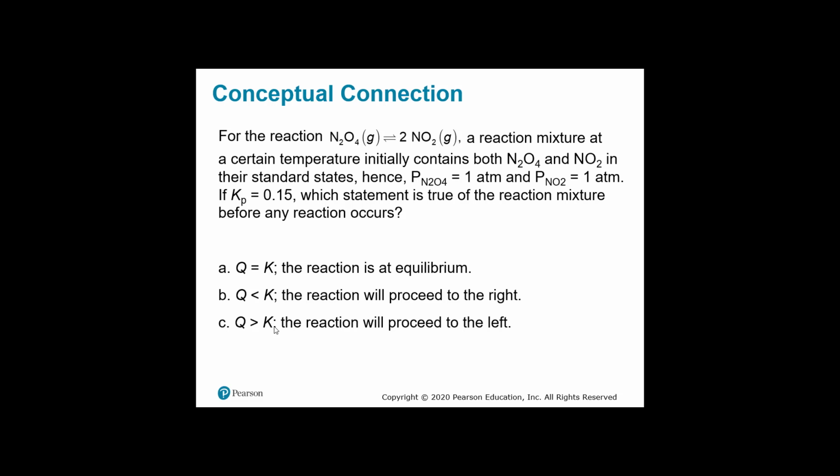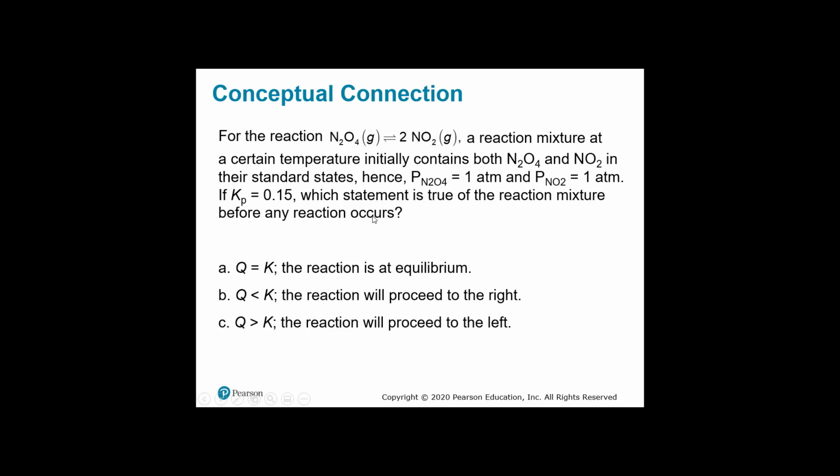Okay, so for this reaction, a reaction mixture at a certain temperature initially contains both the reactant and product in their standard states. So the partial pressure of N2O4 equals 1 atm, and the partial pressure of NO2 equals 1 atm. If the equilibrium constant Kp is 0.15, which statement is true of the reaction mixture before any reaction occurs? So basically, how do you do this?